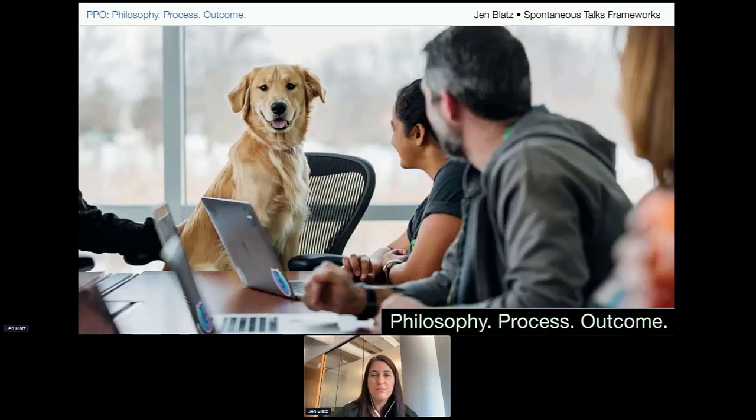So let me illustrate the PPO framework through an example. Let's say you're in a job interview. Like this dog here. He clearly is in a job interview, right? So let's say the hiring manager or somebody asks you this question. Tell me about a time that you disagreed with a coworker. Don't you just love this question? I'm not a big fan, but it gets asked.